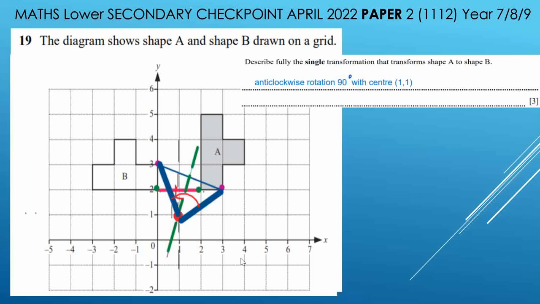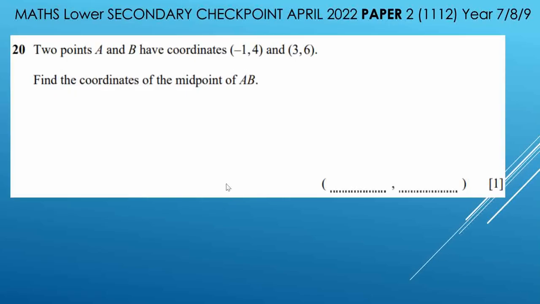Next, question 20. Two points A and B have coordinates (-1, 4) and (3, 6). Find the coordinates of the midpoint of AB. 10, 9, 8, 7, 6, 5, 4, 3, 2, 1, 0.